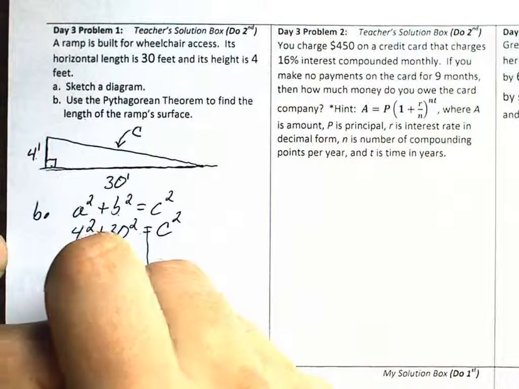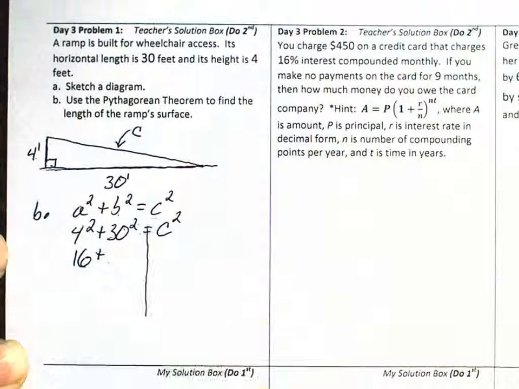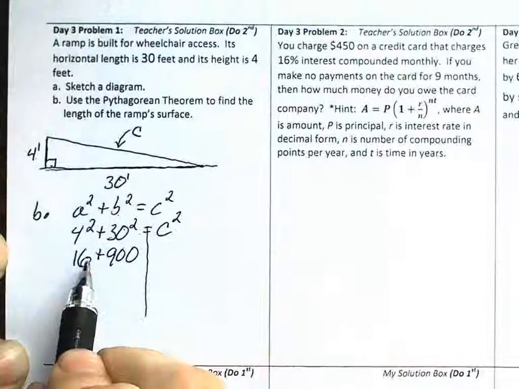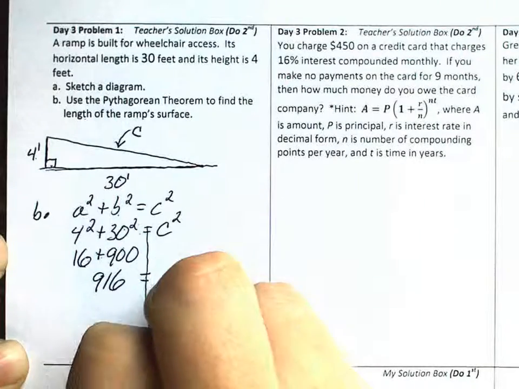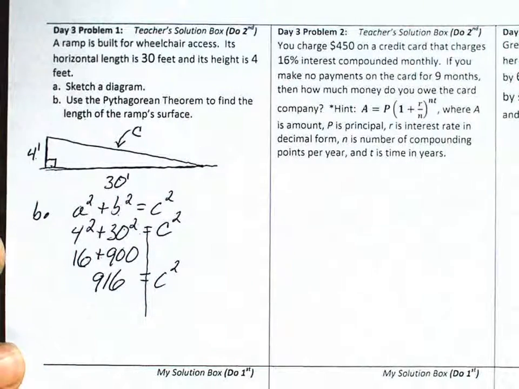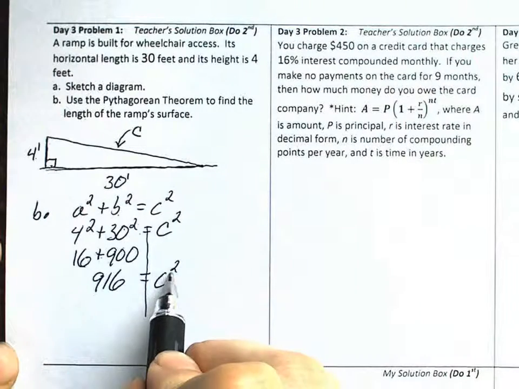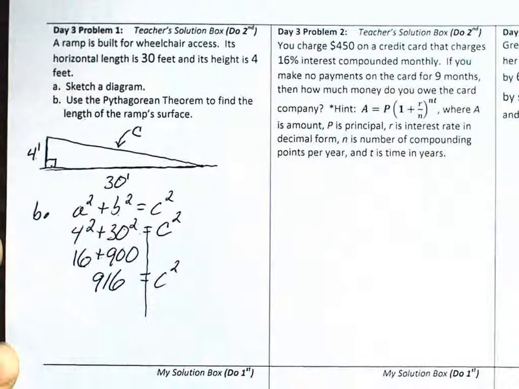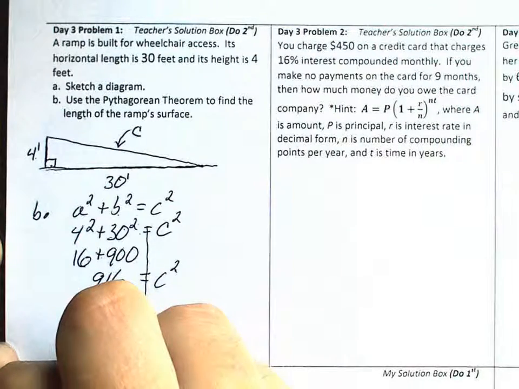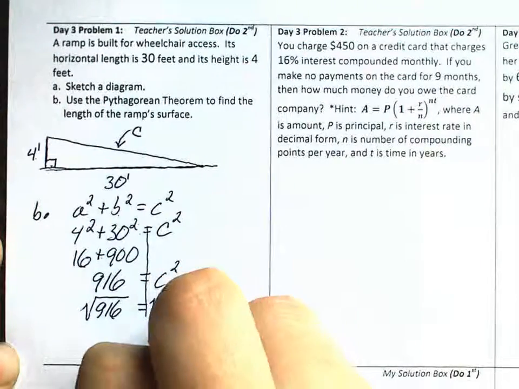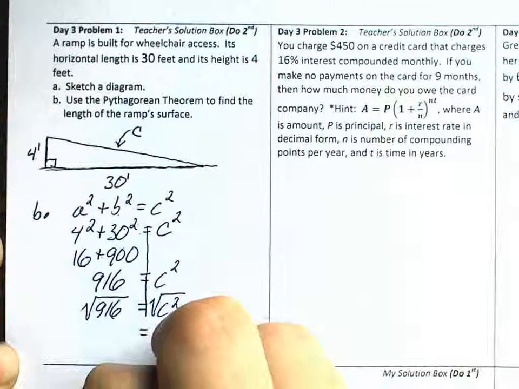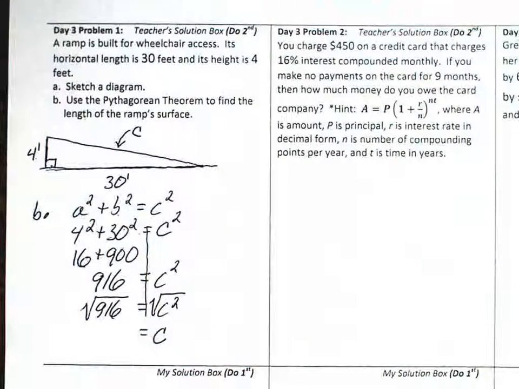4 squared is 16. 30 squared means 30 times 30. That's 900. And 16 plus 900 is 916. That's equal to c squared. Now let's solve for c. We can remove the exponent by using square root. So the square root of 916 is equal to the square root of c squared. The square root of c squared is c. But what is the square root of 916?